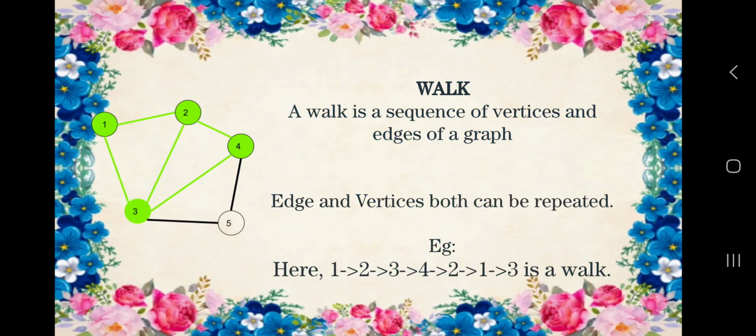Next is the walk. A walk is a sequence of vertices and edges of a graph. Both edges and vertices can be repeated. So in this diagram, 1 to 2, 2 to 3, 3 to 4, 4 to 2, 2 to 1 and 1 to 3. We call this a walk.